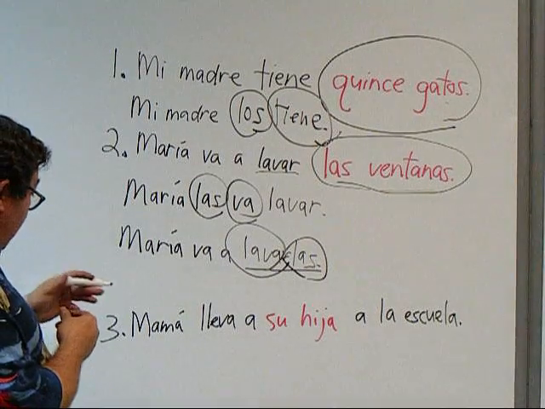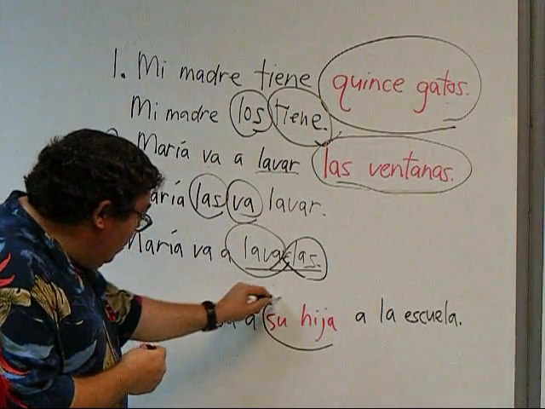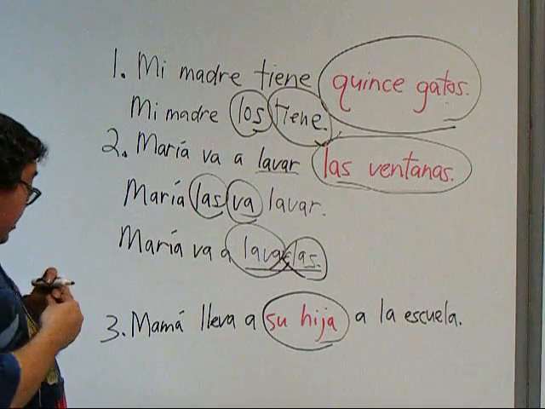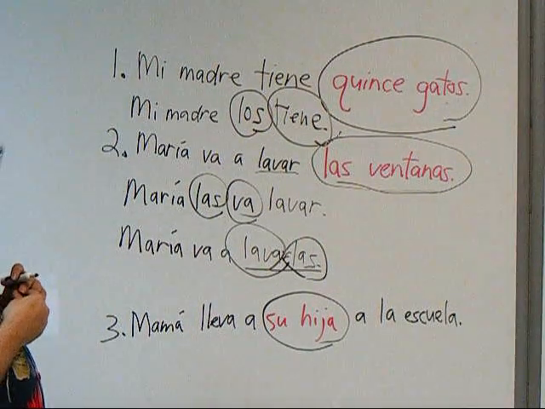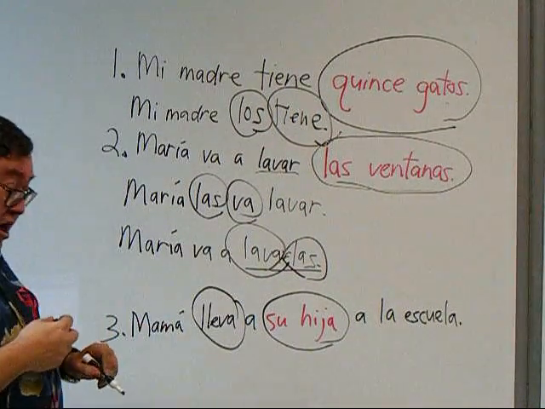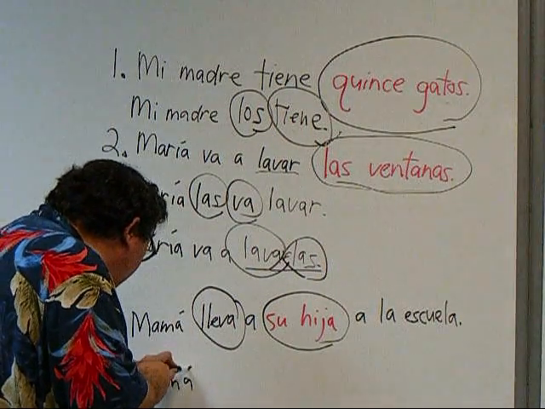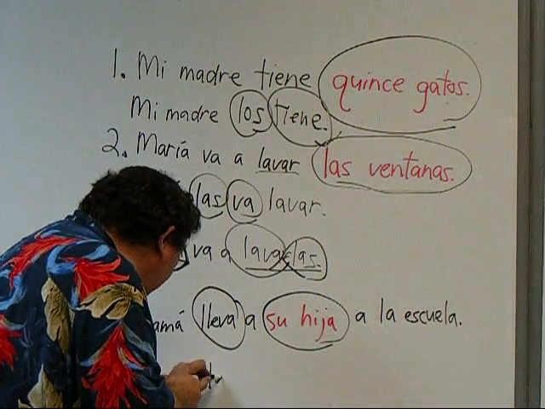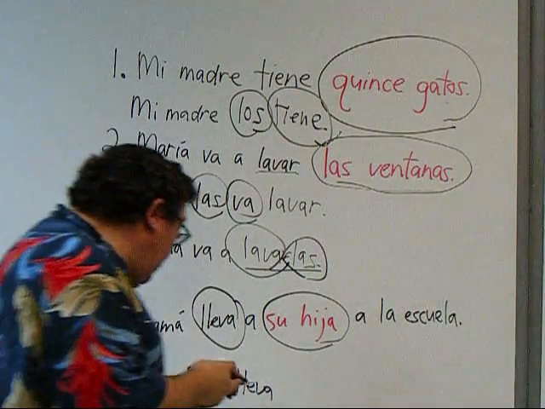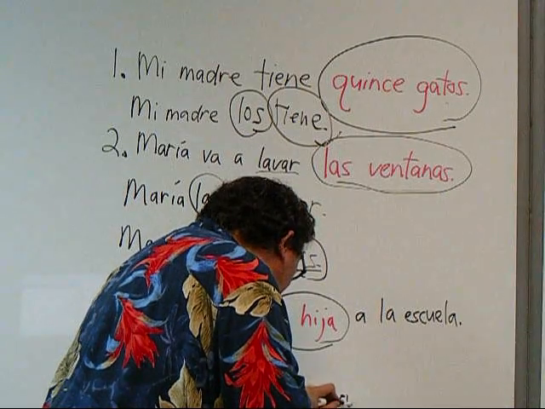Okay, now let's look at this last one. Mamá lleva a su hija a la escuela. Alright, here's my direct object. In this case, that's feminine singular. My feminine singular direct object is la. So, let's see, do I have an infinitive in this sentence? No. All I have is the verb lleva. She carries her daughter to the school. So let's do that one. Mamá la lleva, right? We're putting it right before this conjugated verb. And it's a la escuela.